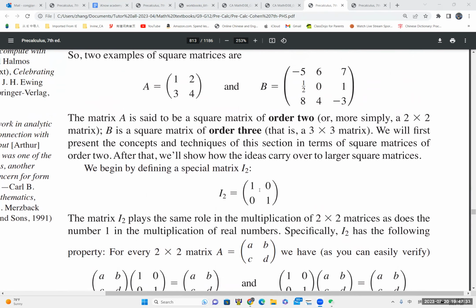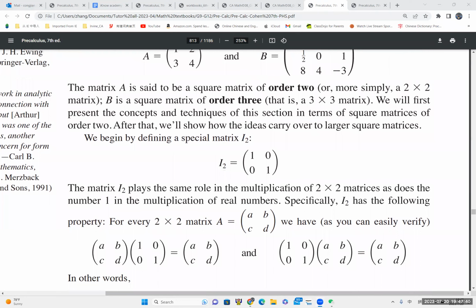And also, what does a unit matrix mean? It means the diagonal from top left to bottom right, each entry in the diagonal is 1. All other entries are 0. Then we call it a unit matrix.